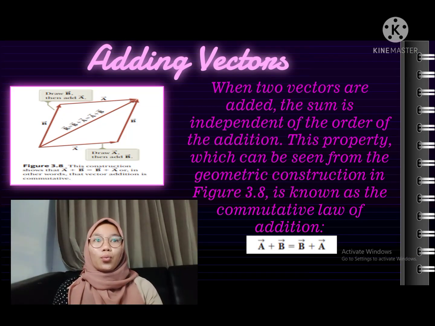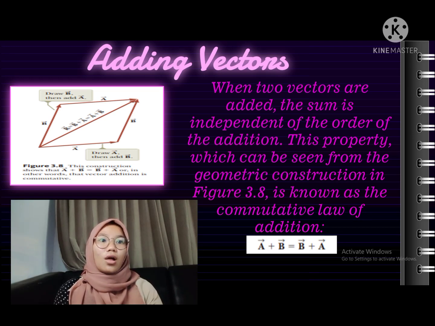Next, addition. When two vectors are added, the sum is independent of the order of the addition. This property, which can be seen from the geometric construction in figure 3.6a, is known as the commutative law of addition. Vector A plus vector B equals vector B plus vector A.